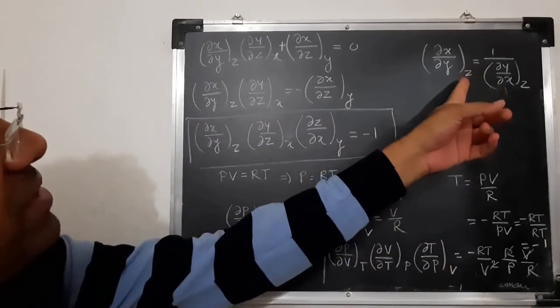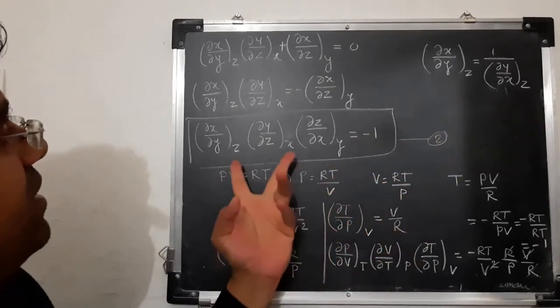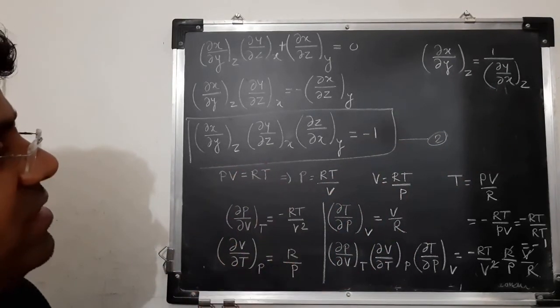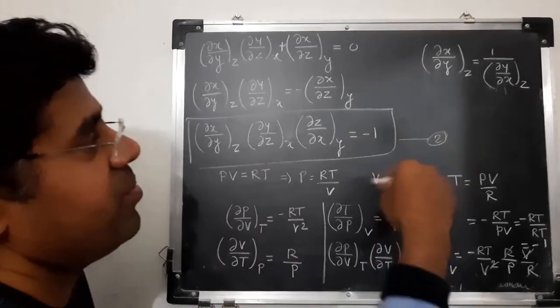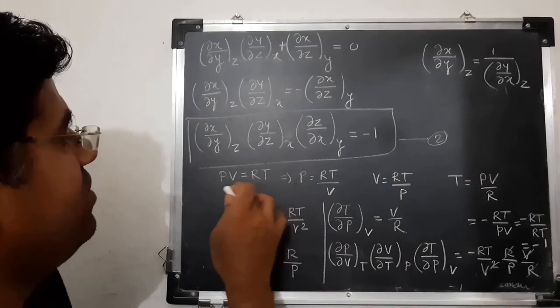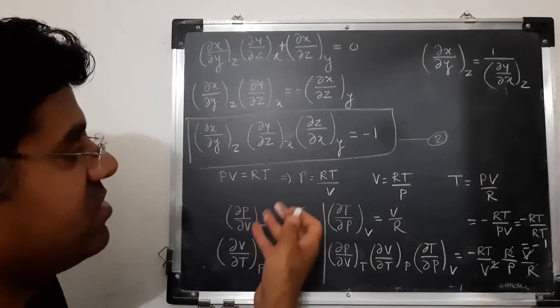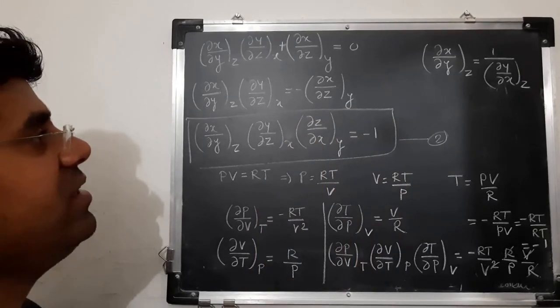The first is your reciprocity: both the partial derivatives should exist. And this is your second. Any function which depends upon just P, we can write as a function of V and T. V is again a function of P and T. So in that case this should exist. Okay, thank you.